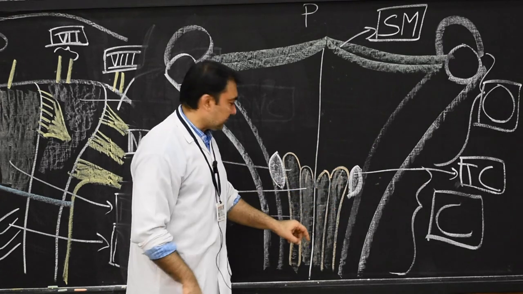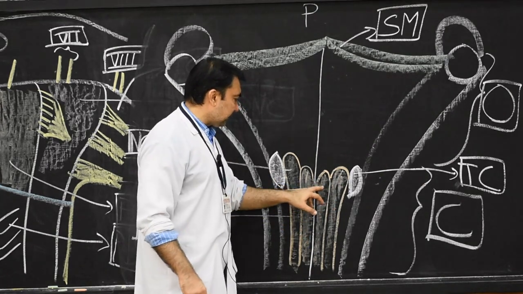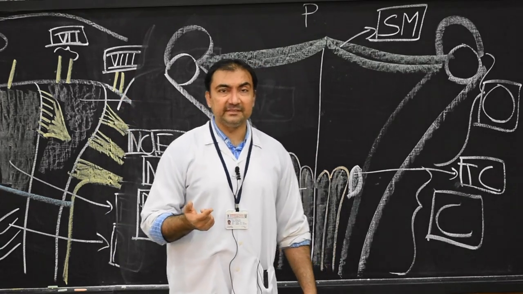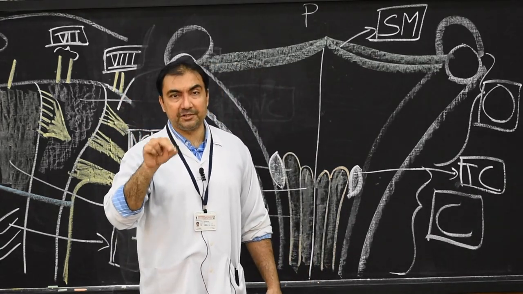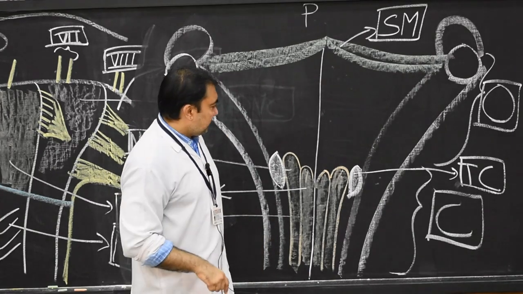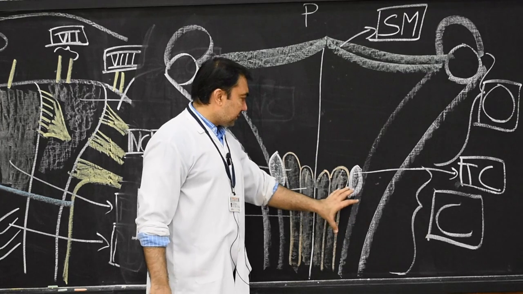But which type of fibers? The fibers carried by the gracilis and cuneatus will be the vibratory sense, conscious muscle joint sensations, and 2-point discrimination. These are the sensations which are carried by these fibers. So here we end with the lower closed part of medulla oblongata.